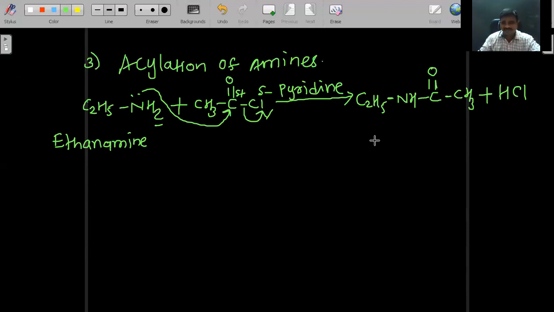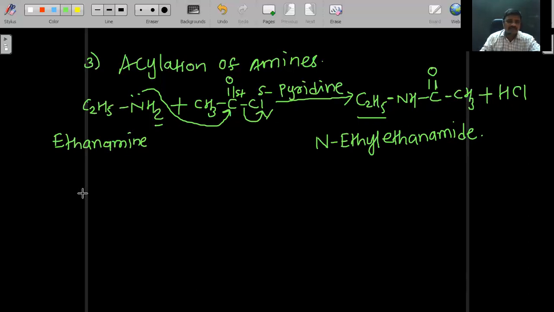The substitution is an ethyl group, and that ethyl group is attached to nitrogen. So N-ethyl is the substituent. The parent chain contains a total of 2 carbon atoms. So the name is N-ethyl ethanamide. This is the IUPAC name of this amide.